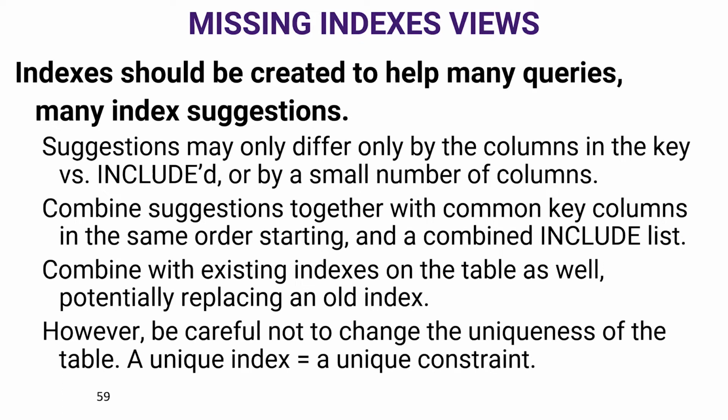You want to combine suggestions together with common key columns in the same order, the same starting order specifically, and you can combine includeds list, and the order of the includes list of columns does not matter. Combine your existing indexes on the table as well. So right before you go and create that new index that you have shaped together by pushing together all these missing index suggestions, be sure that you look at the existing indexes as well. You may be able to replace an older index.